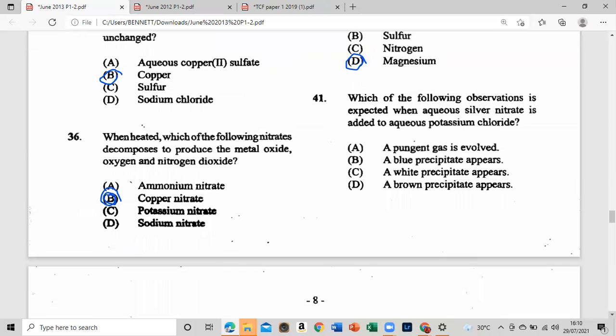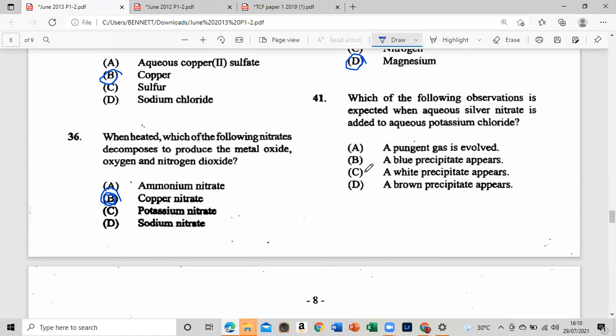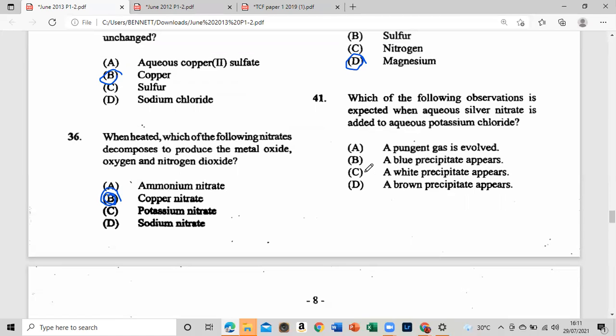Which of the following observations is expected when aqueous silver nitrate is added to aqueous potassium chloride? A pungent gas is evolved, a blue precipitate appears, a white precipitate appears, or a brown precipitate appears? And that is a white precipitate appears. So 41 is C.